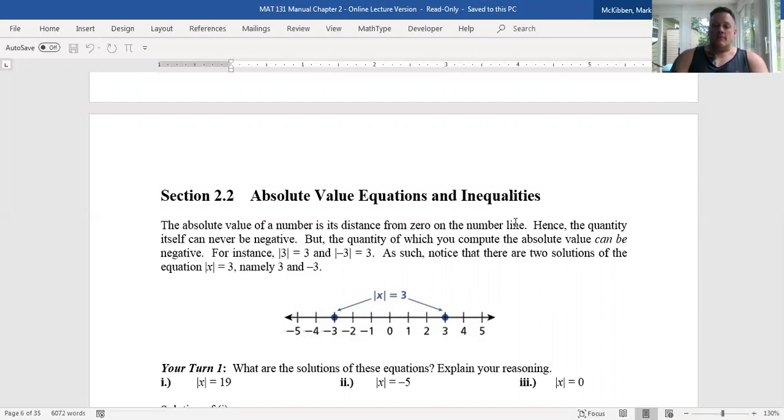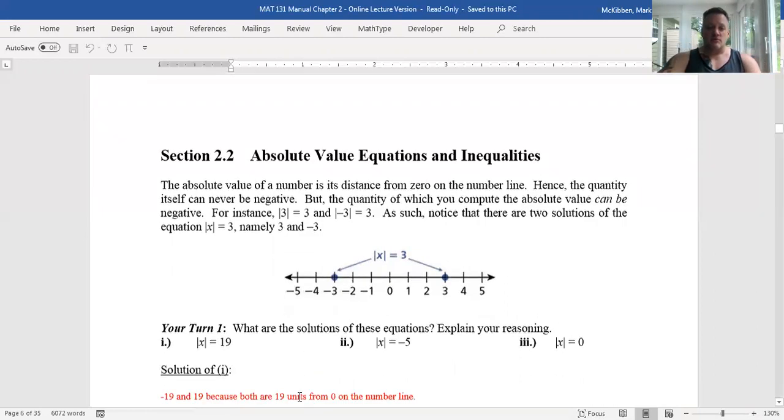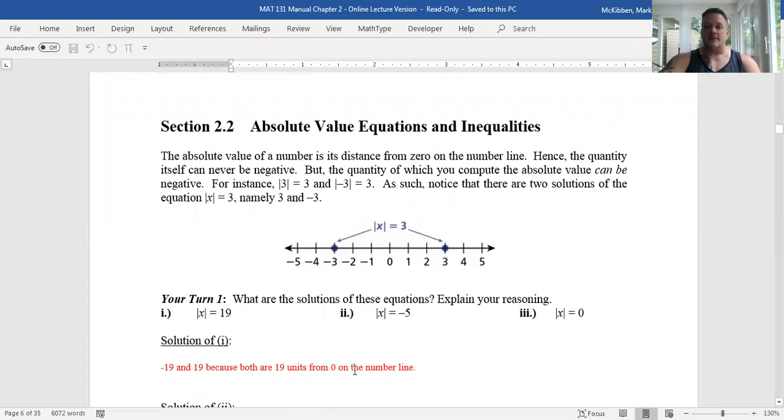So in particular, let's take a look at this Your Turn. You want to think of equations involving the absolute value of an unknown. For the absolute value of x equals 19, you want to ask yourself, what real number or numbers, if any, are 19 units away from the origin? Well, you can go 19 units to the right to get 19, or 19 units to the left to get -19. So there are two solutions to that one, 19 and -19.